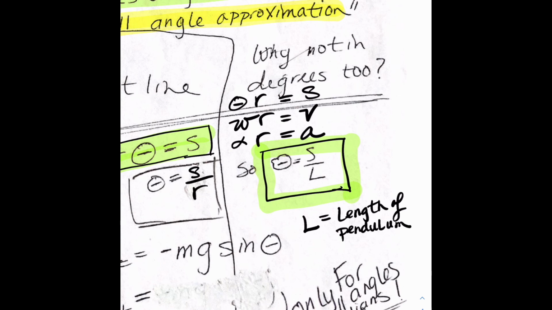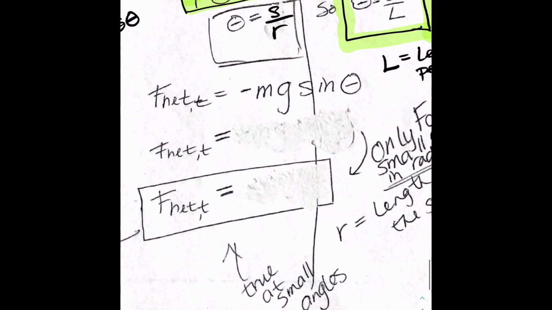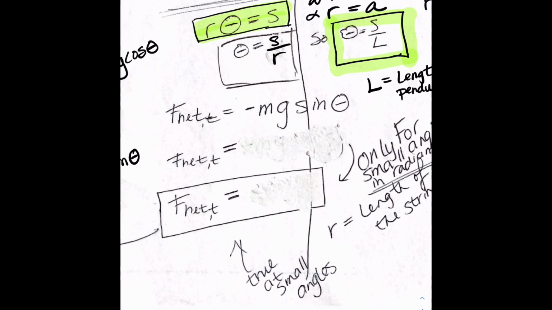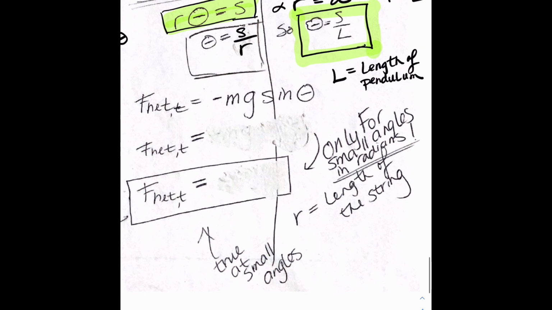And here we're saying R is equal to L. And so that's why we have an expression now for theta. Okay, interesting. So what we can then say, if we come down here, is that we can go ahead and use this expression for theta. We'll say F net tangential, which is negative mg sine theta, is then negative mg sine of S over L.